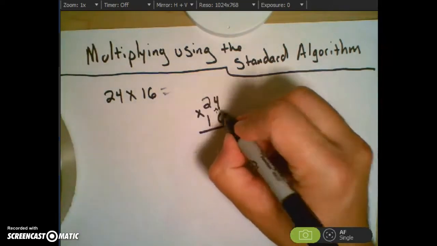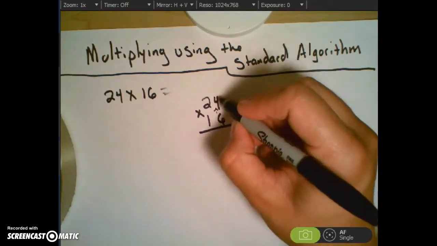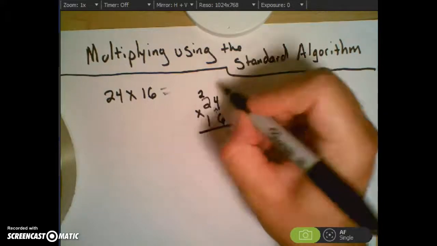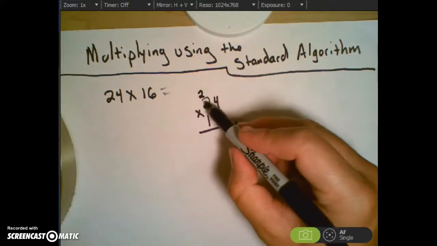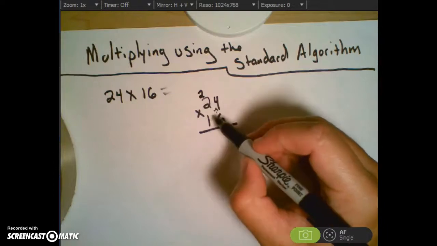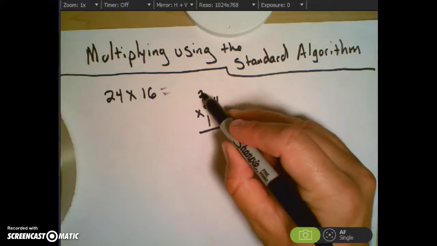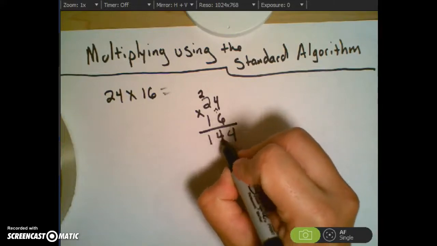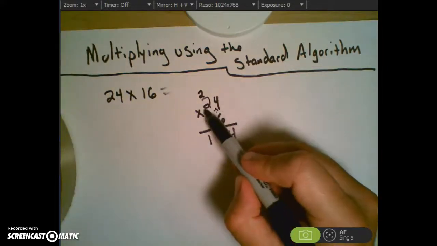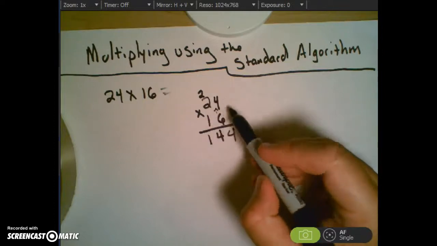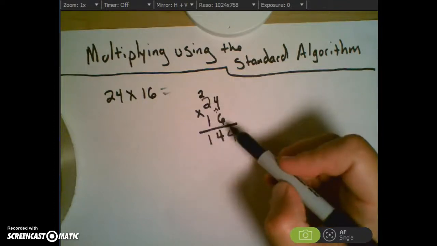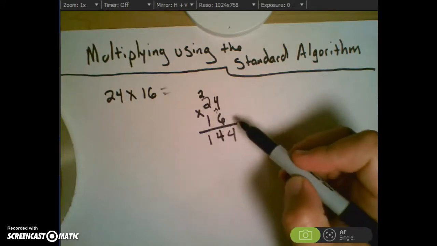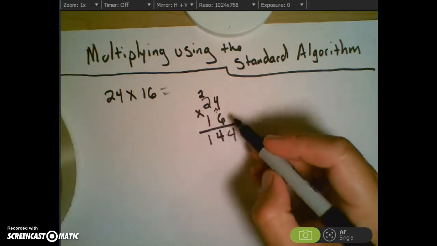So 6 times 4, 6 and 6 is 12, and 12 and 12 is 24, so it's 24. I carry my 2 up. 6 times 20 is 120, plus 20 more is 140. So remember, this isn't just a 2 now, it's a 20. Sure, it's easy to look at it like 6 times 2, but actually you're multiplying 6 times 20. Okay? So just keep that in mind.